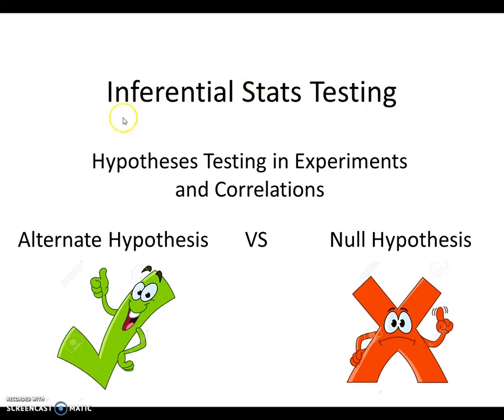Okay, what this is, we're hypothesis testing in experiments and correlations. You don't use them for observations and self-reports, they're just for experiments and correlations. So we're essentially trying to find out which one are we accepting, the alternate or the null. Are we rejecting the null, are we accepting the null, are we rejecting the alternate, are we accepting the alternate.